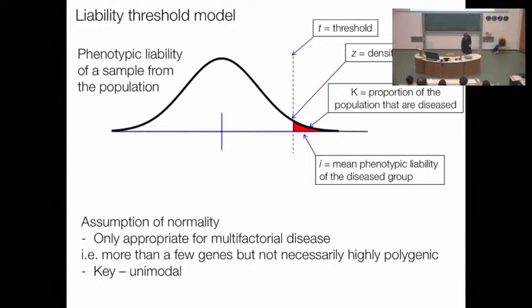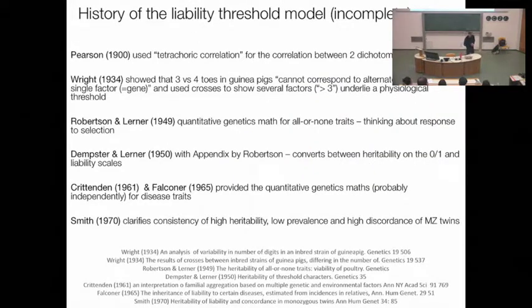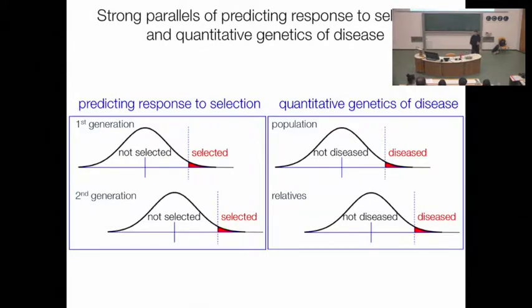Now, obviously, I came from Edinburgh, and there's a great history of quantitative genetics research in Edinburgh. This is a brief and incomplete history of the liability threshold model that I don't expect you to write down. But it begins with Pearson in the 1900s and moves all the way through. And I'm going to talk a little bit about the Falconer work in 1965. I'm speaking about this because I think it's largely overlooked. And there's a lot of parallels between predicting a response to selection, where you have a first generation that's not selected and selected, and then in the second generation, you take the selected individuals and you have their distribution and you select on them again.